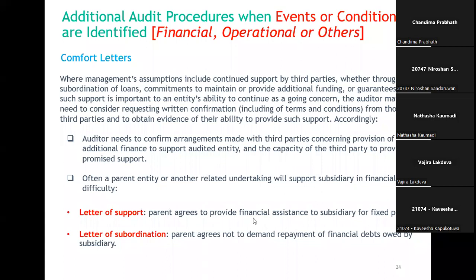So in addition to giving the letter of support, they would also state that I will not ask for the repayment of the amount due by the company to me until the company is in a position to repay that. That is called a letter of subordination, right?